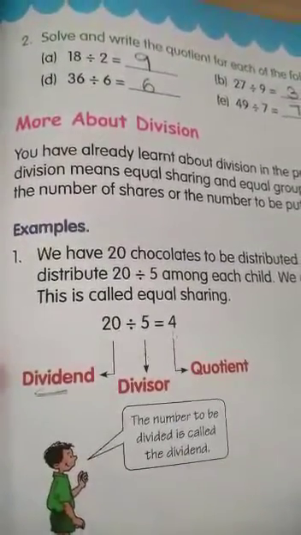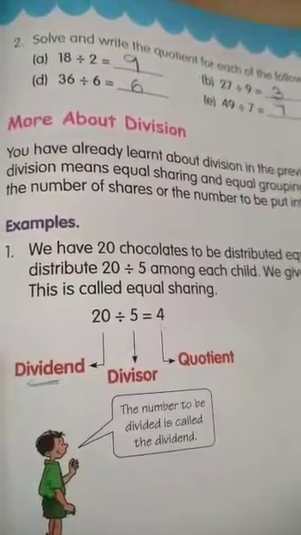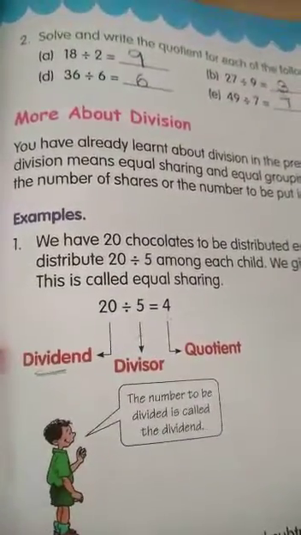Let us move to exercise 6.1. We have completed the recap exercise. Page number 88, exercise 6.1. First bit, the dividend, divisor and quotient are given for each of the following. Write the division fact. Here dividend is 80, divisor is 10, quotient is 8.